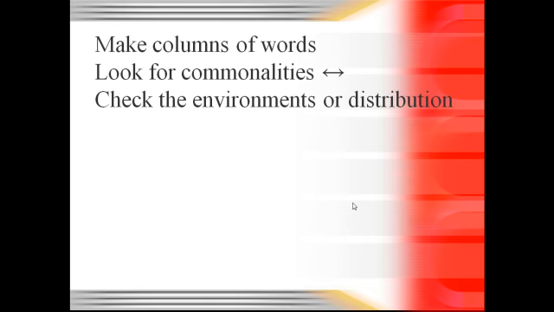The first thing I want you to do is to make columns of words. For instance, if I say N with the alveolar nasal, put a column with that, and put all the words with N, and then you will see. When you have that, it's going to be easy for you to see what's happening, what's the phonological process. Then after that, you have to look for commonalities.